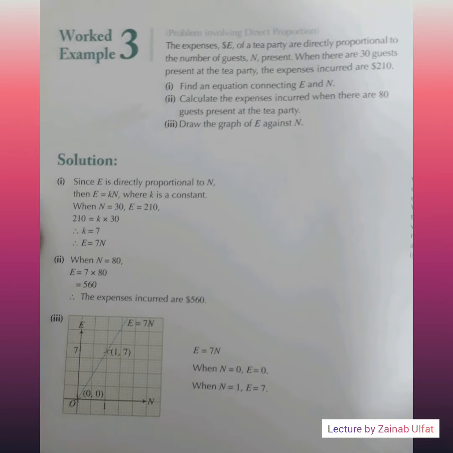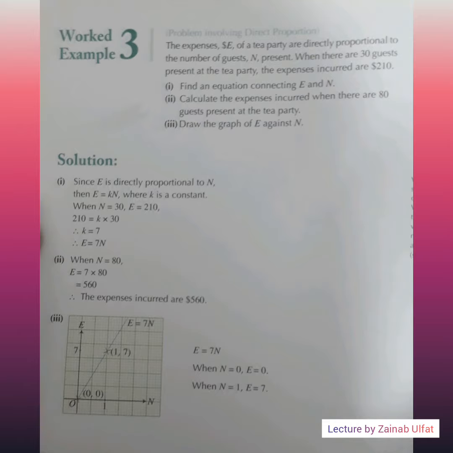Hello. Come to page number 9 of your textbook. Today we will do worked example 3. Read the question and understand it. In this question we are going to find the equation connecting E and N. Calculate the expenses incurred when there are 80 guests present at the tea party.